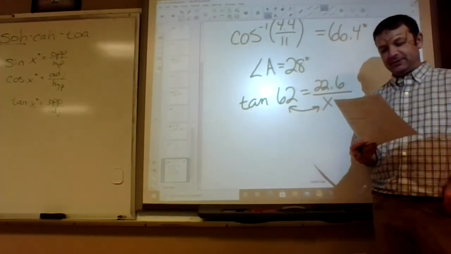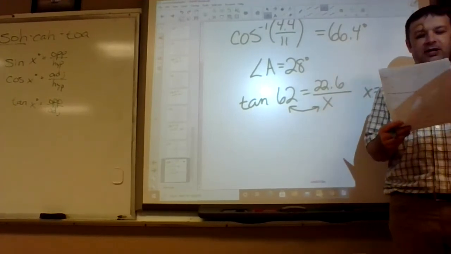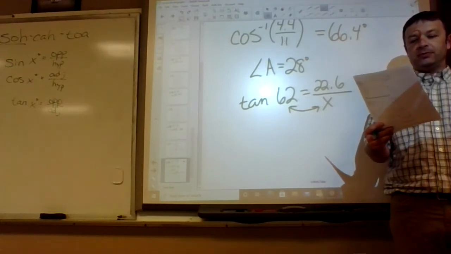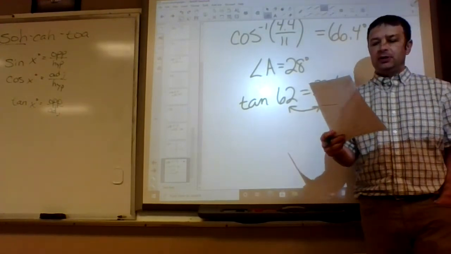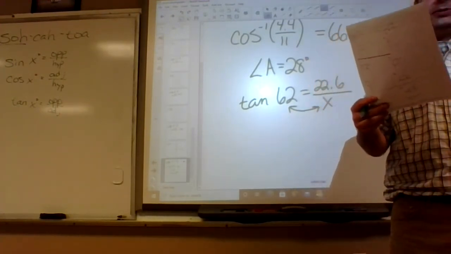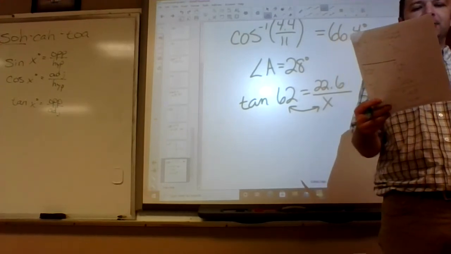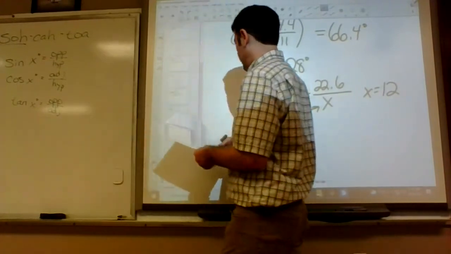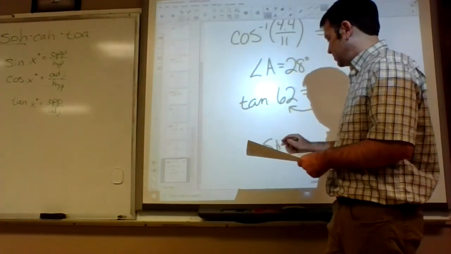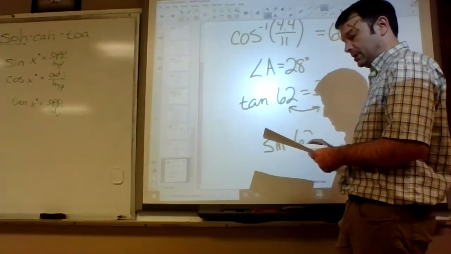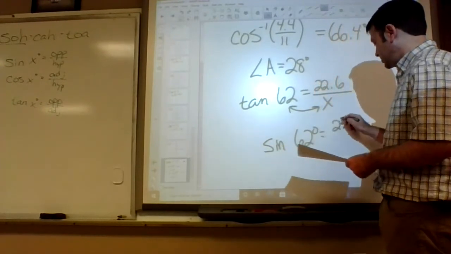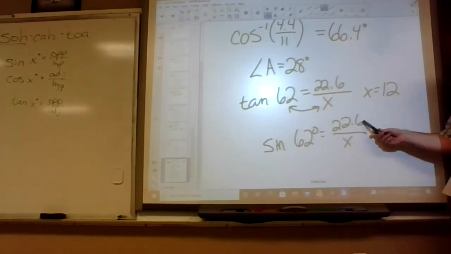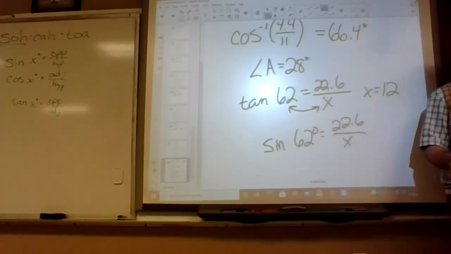But then you can use the Pythagorean theorem to figure out the hypotenuse. You can, but it would probably take longer. So relative to 62, if we're looking for AB, that's the hypotenuse. And if we use 22.6, that's the opposite. So that would be a sine. Sine of 62 degrees equals opposite over hypotenuse. So you can do 22.6 divided by sine of 62.